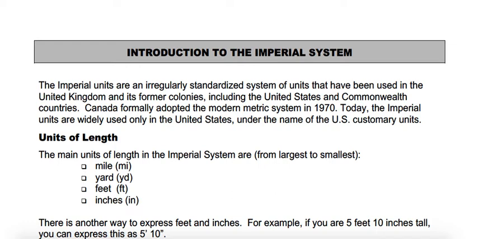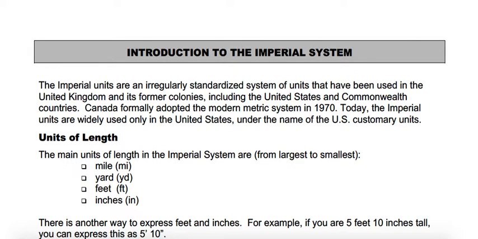The Imperial System units are an irregularly standardized system of units that have been used in the United Kingdom and its former colonies, including the United States and Commonwealth countries. Canada formally adopted the modern metric system in 1970. Today, the imperial units are widely used only in the United States under the name of the U.S. customary units. However, we still refer to some of those imperial system units in Canada, especially when we're looking at building materials and when we are thinking about height as well.